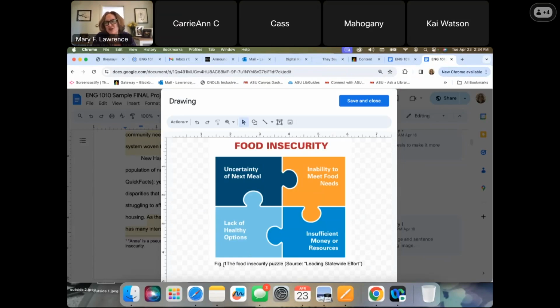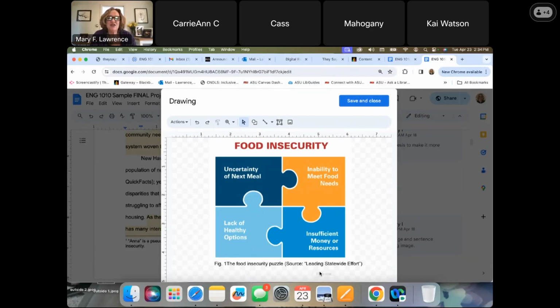So if it's the first image, I'm going to do FIG period 1. And then you want to describe what the image is. So, the food insecurity puzzle, and then the source. So I put my source in parentheses, like an MLA citation of the source. So that's what you want to include for any caption.